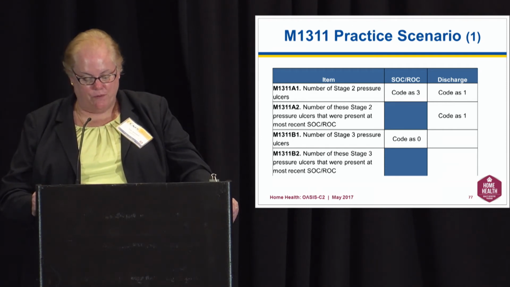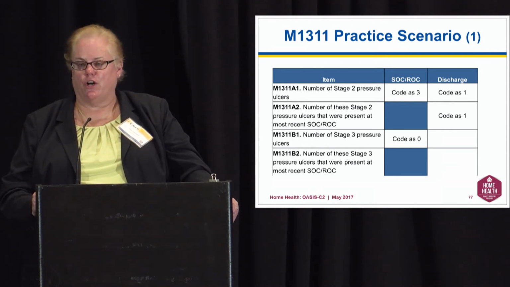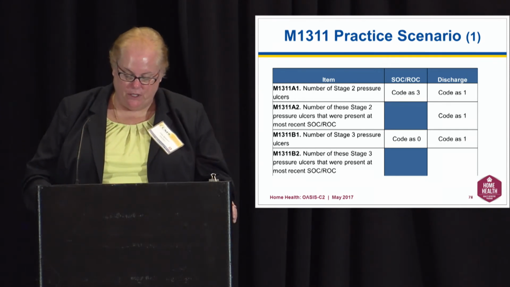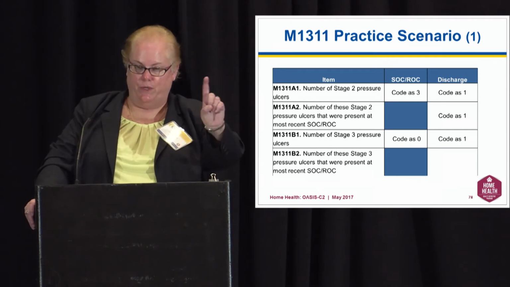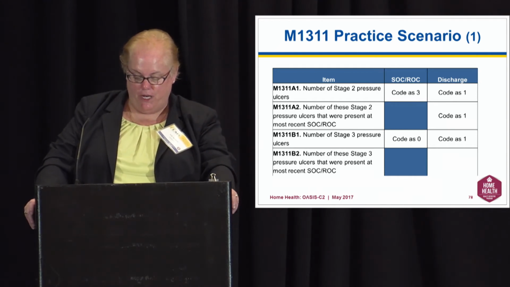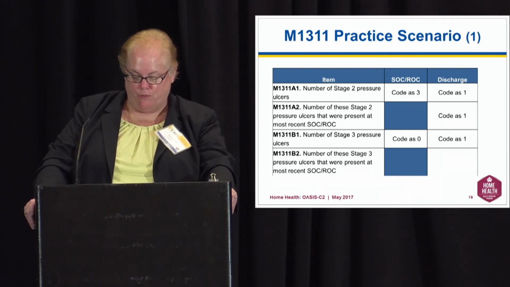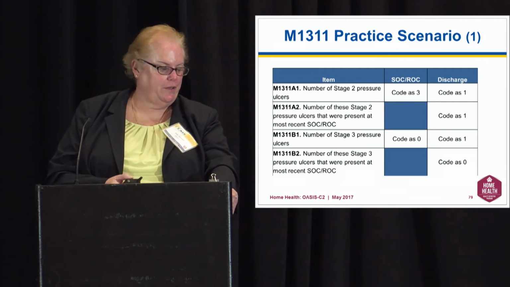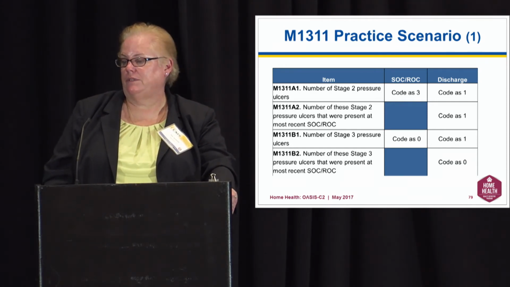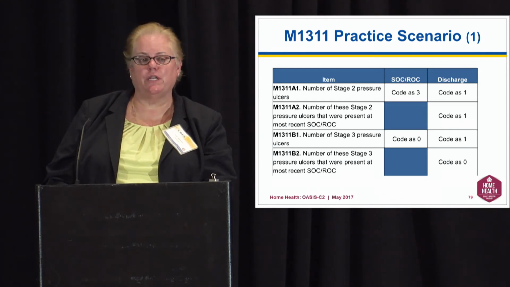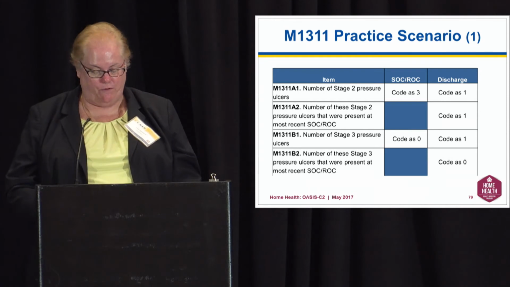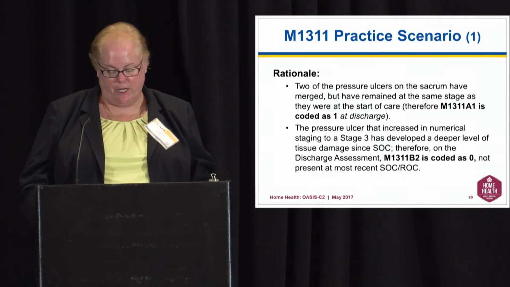Number of stage 3 pressure ulcers that were present on discharge. 1, correct. Now, we have that 1 on discharge, how many of those stage 3 pressure ulcers were present at the most recent SOC/ROC? 0. Very good. So we had 0. Is that helpful? We're going to go through a bunch of these because I think that's what helps bring it all together for you. Just very quickly, and then we'll take a break.